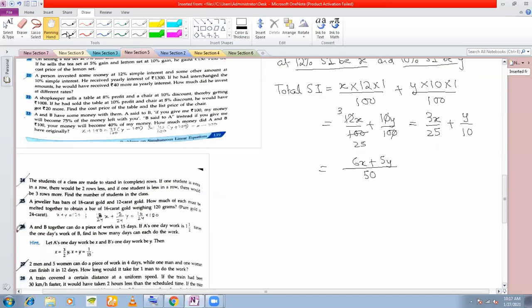And what is the total simple interest given according to the problem? In this investment, he is getting a total interest of 1300. So that means according to this problem, 6x plus 5y by 50 must be equal to 1300. That means you are getting 6x plus 5y must be equal to 1300 into 50.